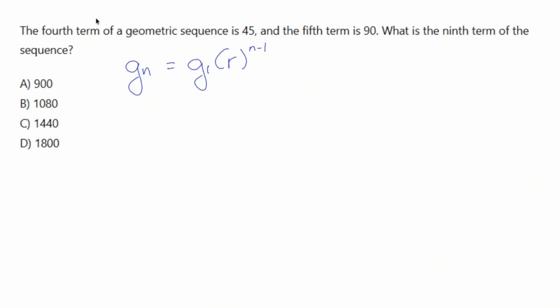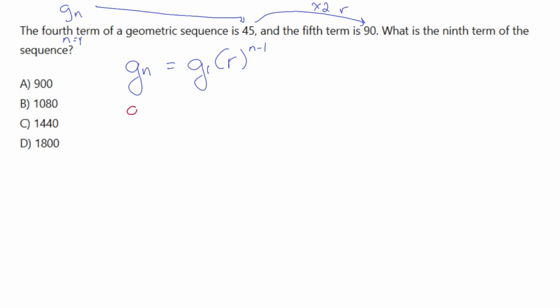I do know that the fourth term, g sub n, is 45, which means n is 4. And I do know that in order to get from 45 to 90, you multiply by 2. So to get from the fourth term to the fifth term, you multiply by 2. That's going to be r.